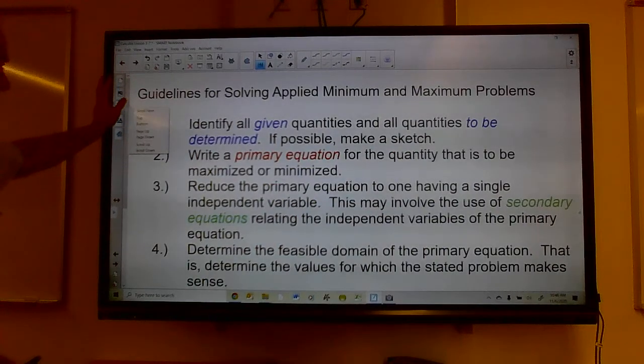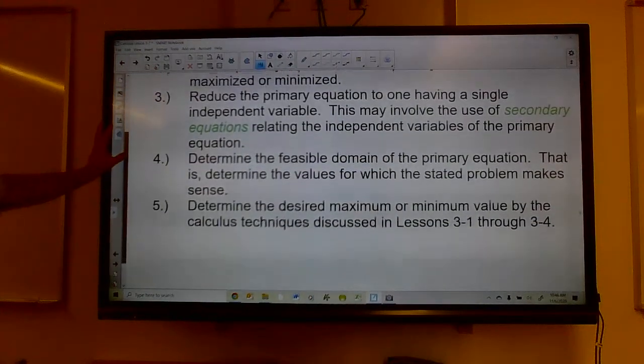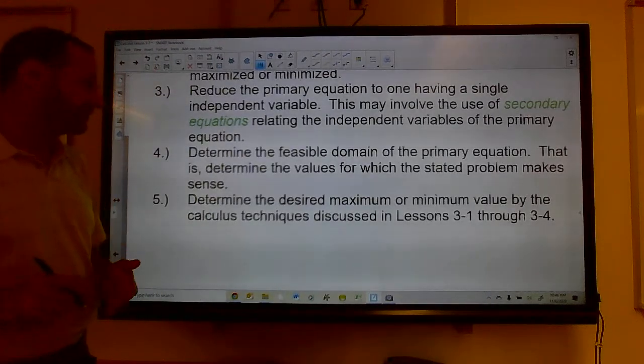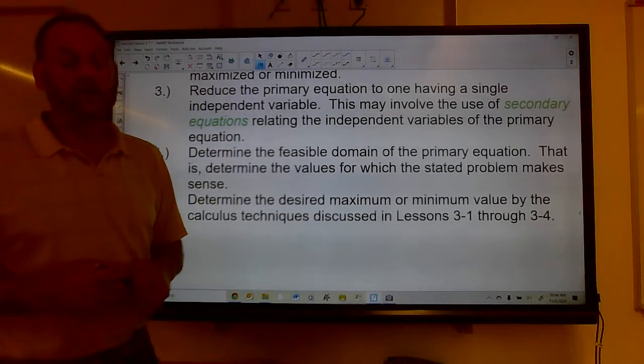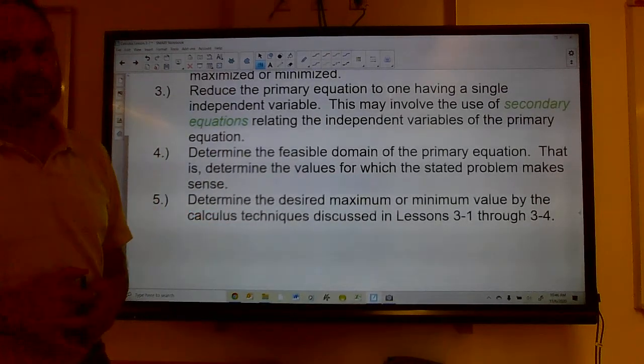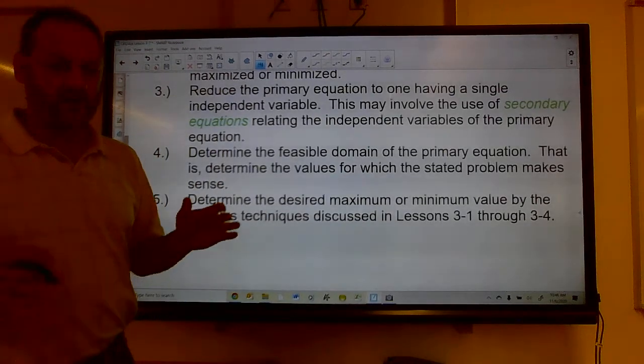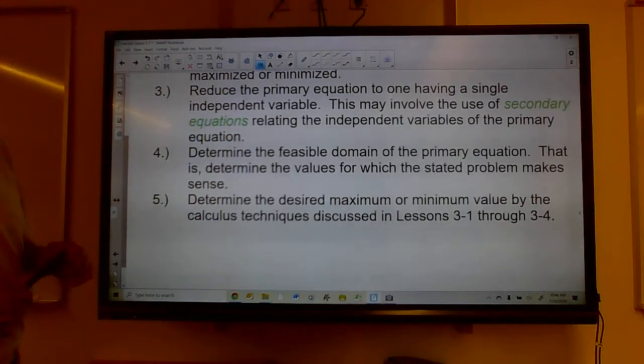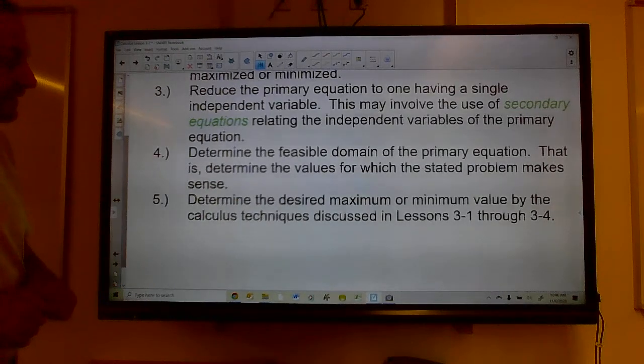Then we're going to determine the feasible domain of the primary equation. That is, determine the values for which the stated problem makes sense. A lot of times you can throw out negative answers. You need to make sure that you use the endpoints as critical points, because a lot of times they're the maximum or minimum. Determine the desired maximum or minimum value by calculus techniques discussed in lessons 3.1 through 3.4.